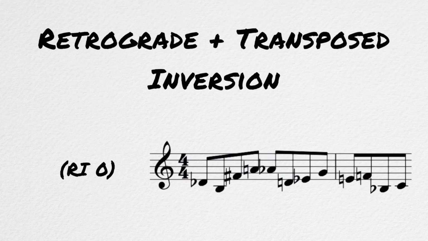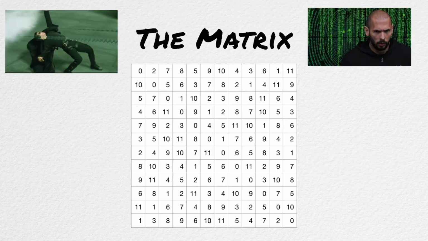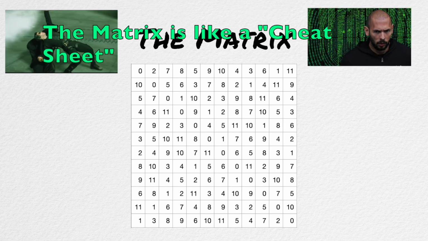The inversion can also be retrograded and transposed, which opens up even more possibilities. The retrograde inversion, RI0, would look like this. The matrix. Instead of trying to escape it, in this music, we embrace the matrix. It can be a godsend for figuring out all the possibilities of the tone row.